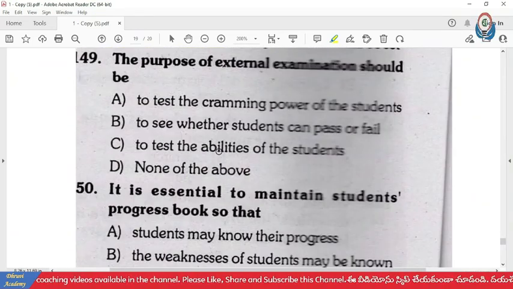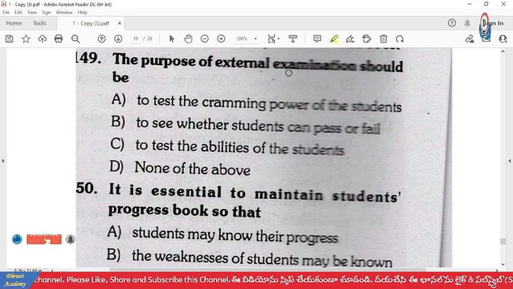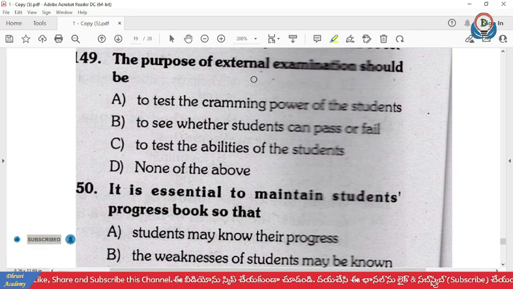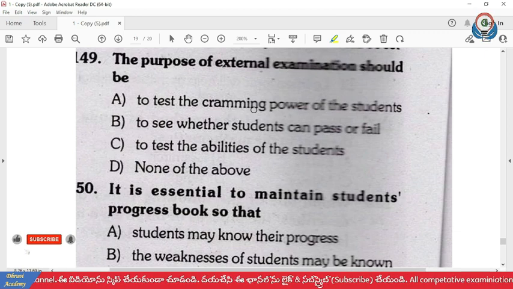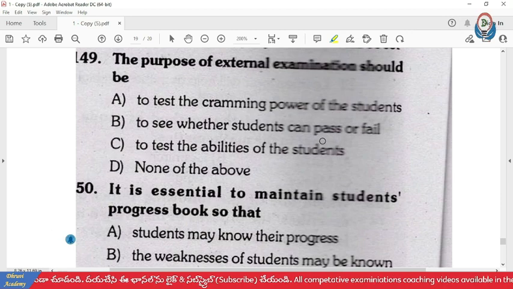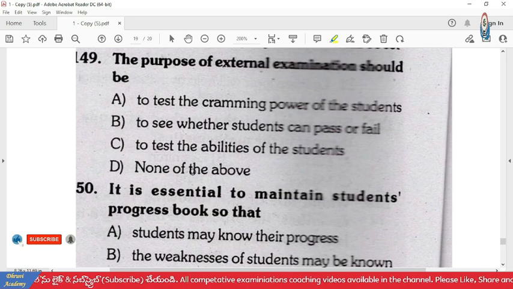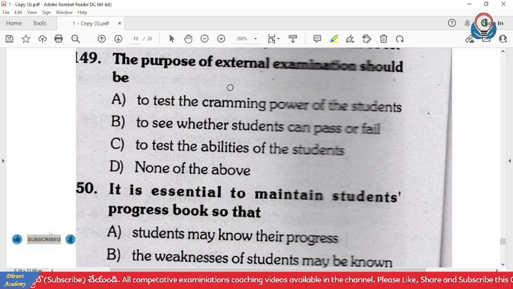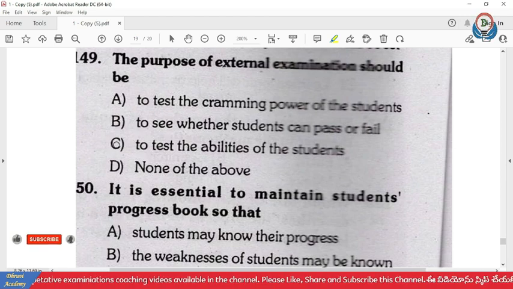The purpose of an external, sorry for the blur. Sorry for this inconvenience. The purpose of an external examination should be A. To test the cramming power of the student, or B. To see whether the student can pass or fail, or C. To test the abilities of the student, or D. None of the above. What is the purpose of the external examination? The answer is to test the ability.